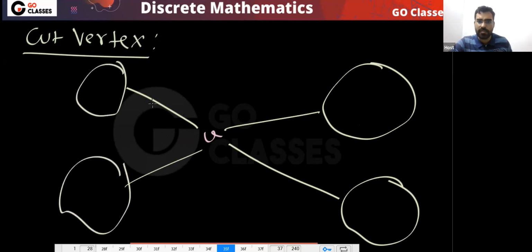But remember one thing. Tell me one thing: is it possible that there is an edge between this and this? Is it possible there is an edge like this?